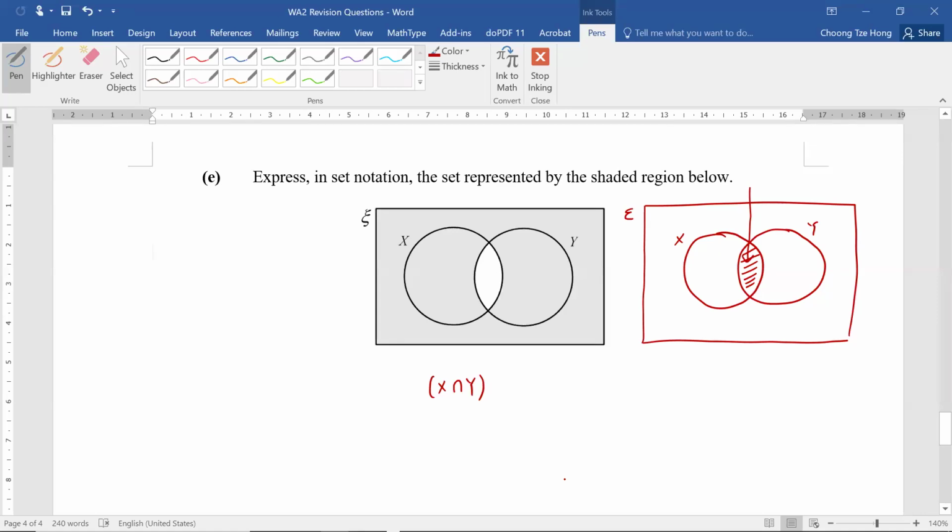But now what we want is everything except that part. So the answer would simply be the complement of x intersect y. So I hope this video has given you a better understanding of how to deal with questions regarding the shading of Venn diagrams.